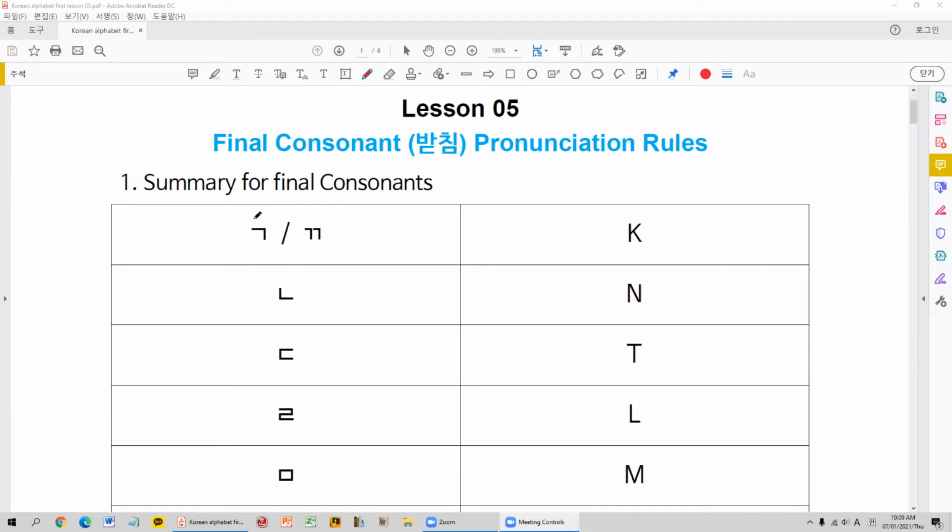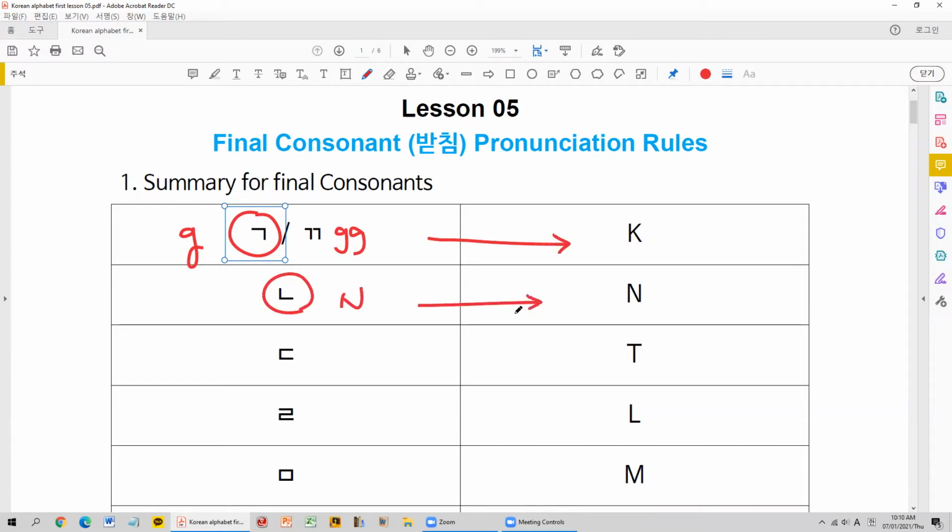So usually this one is pronounced as a G sound, and this is a double G. But when they are used as a final consonant, their pronunciation changes to a K sound. And this is usually an N sound, but it doesn't change when it is used as a final consonant. So this one is usually a D sound, but when it is used as a final consonant, it changes to a T sound.